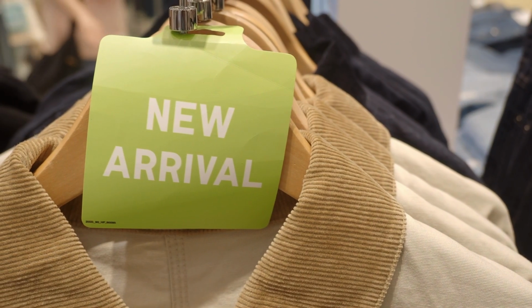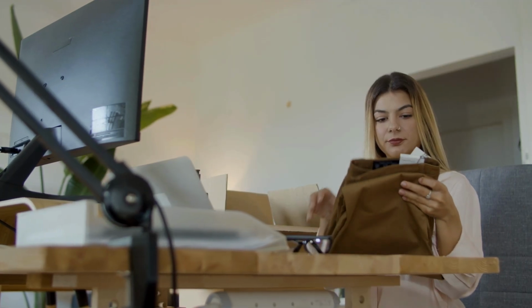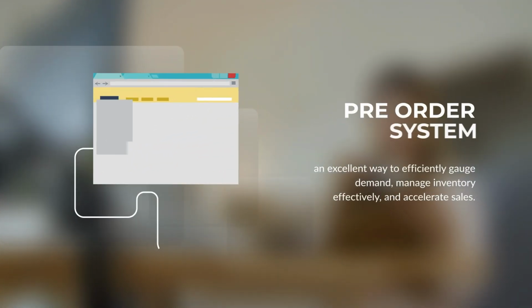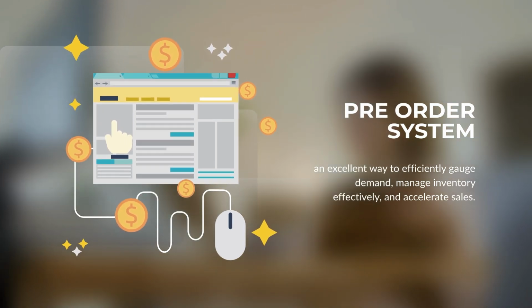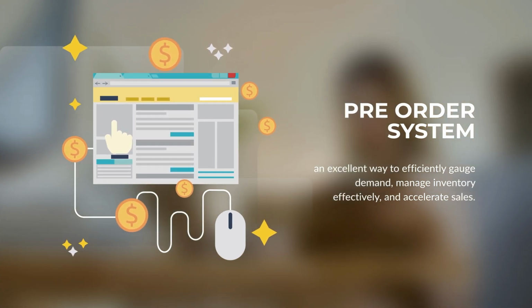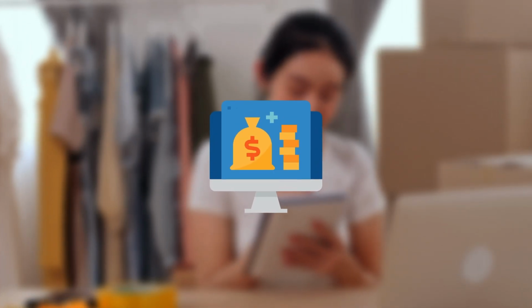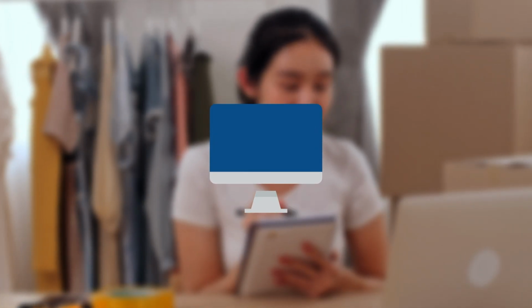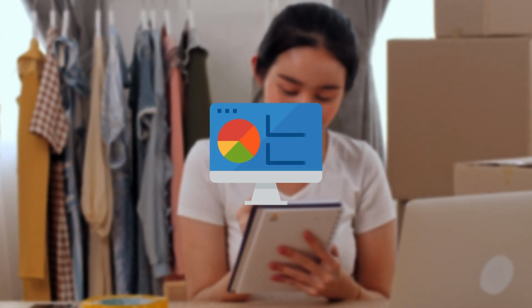Whether you're launching a brand new product line or restocking popular items, a pre-order system is an excellent way to efficiently gauge demand, manage inventory effectively, and accelerate sales, even for products that aren't yet physically available. In this video, we'll demonstrate how to set up a pre-order system on your website, from creating pre-ordered products, determining down payment amounts, to managing orders from down payment to full settlement.